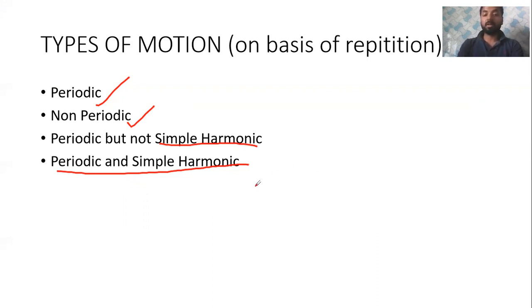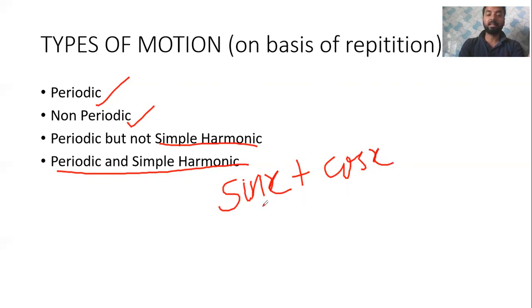Now, what is simple harmonic motion? All the motions which can be expressed in terms of sine and cos, like sin x plus cos x. All those functions which can be represented in terms of sine and cos are said to be periodic and simple harmonic motion. All the simple harmonic motions are periodic motions also, but all periodic motions are not simple harmonic, like the motion of a fan.